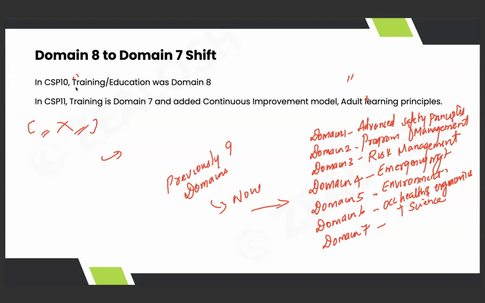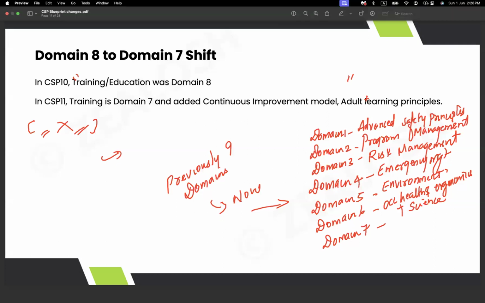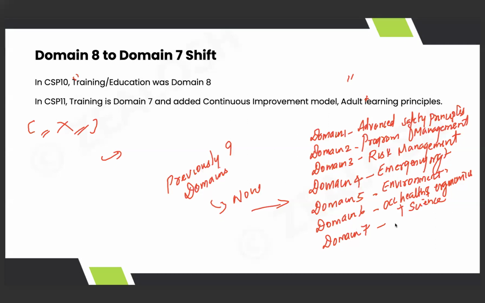You may know that there is another certification called CIT, Certified Instructional Trainer. That is an excellent certification. Some parts of that CIT syllabus were taken and put here as this particular domain. So domain 7 is what now? Training and education. Now it is renamed into, now the name is training, and continuous improvement models and adult learning principles were added. There are certain topics taken from the CIT syllabus and put here inside the training domain.